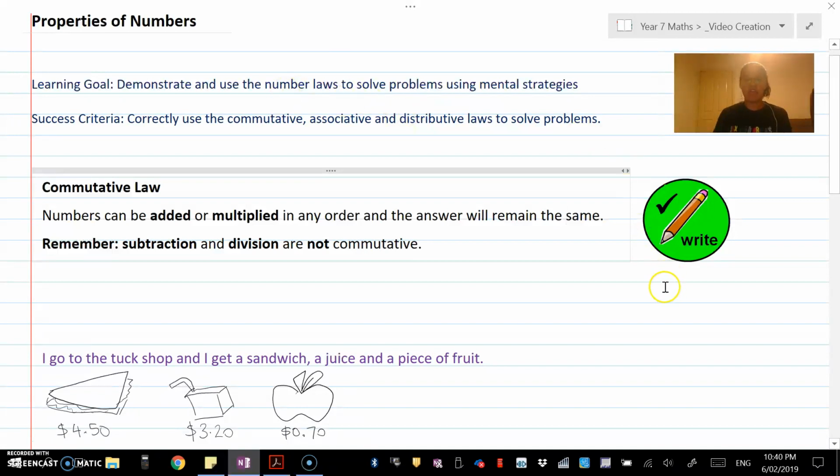Thanks guys. Alright, so commutative law. So this is like a definition of what it is. Numbers can be added or multiplied in any order and the answer will be the same. So this is like the example when I get you guys to do timetables. We have like 3 times 2 or 2 times 3. The order does not affect the answer. So just to note, subtraction and division are not commutative.